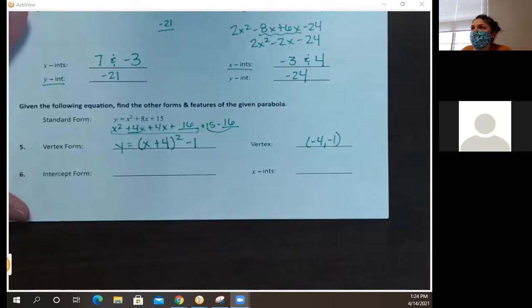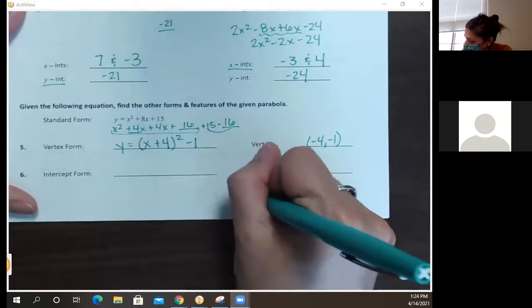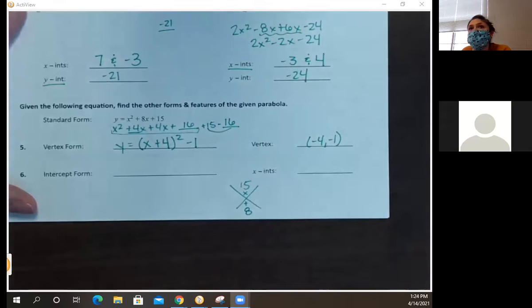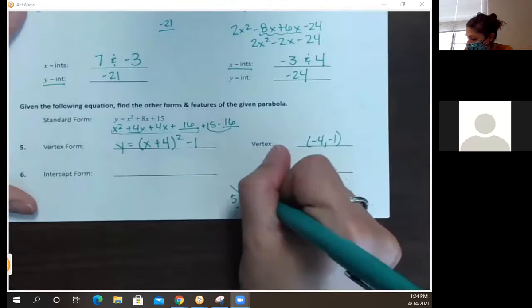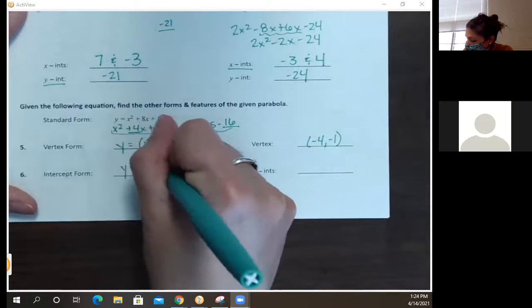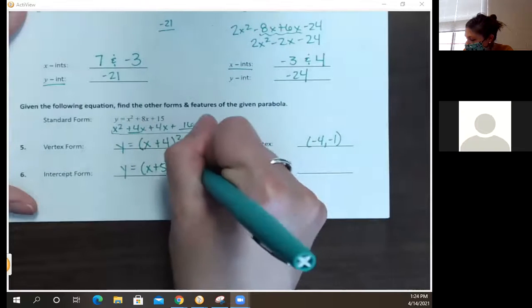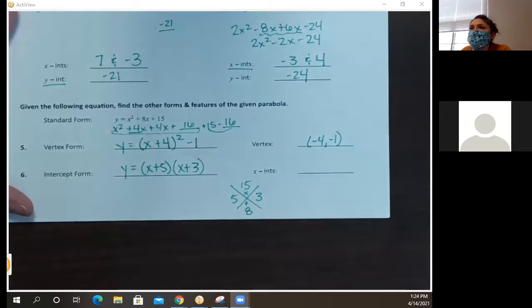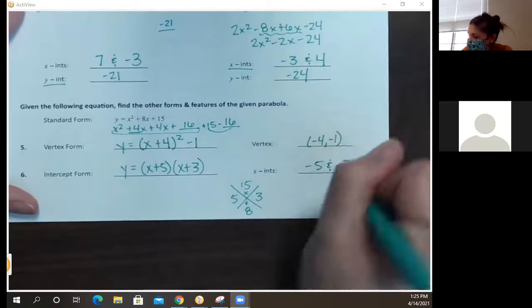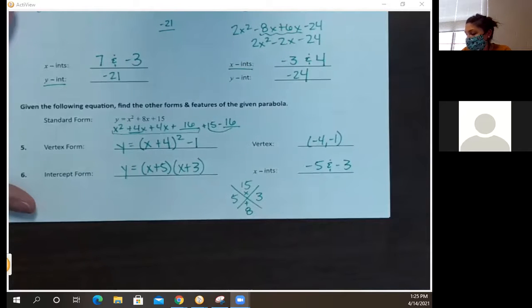And now intercept form. I need to factor to get intercept form. So I need 2 numbers that multiply to give me 15, but add to give me 8. 5 and 3. So my intercept form, or my factored form, we also called it, would be x plus 5 times x plus 3. What are our x-intercepts? Negative 5 and negative 3. Perfect. Questions for me on 5 or 6?